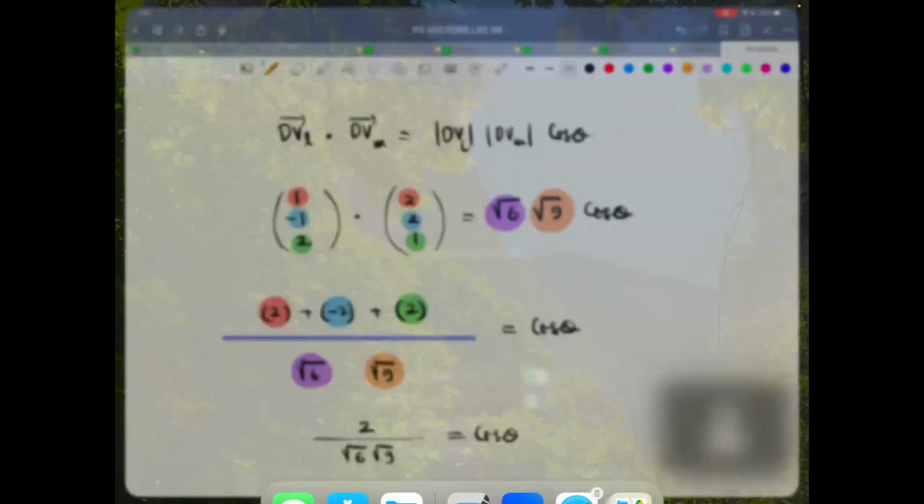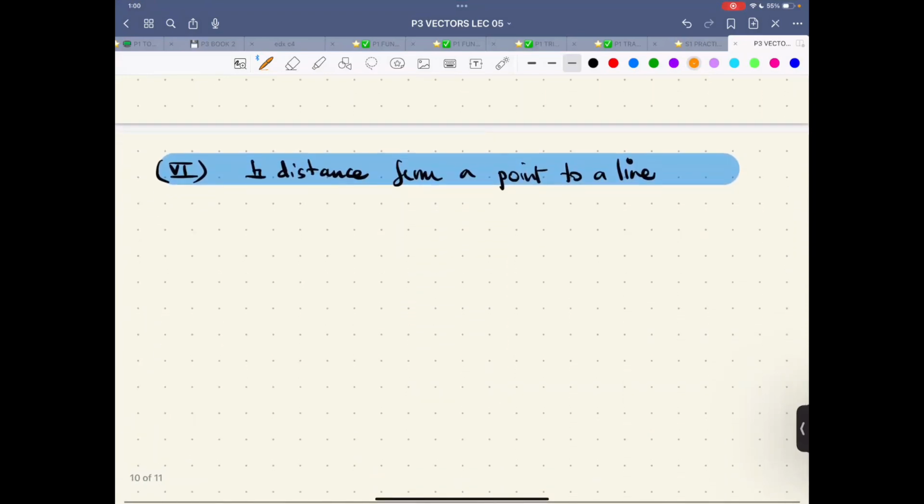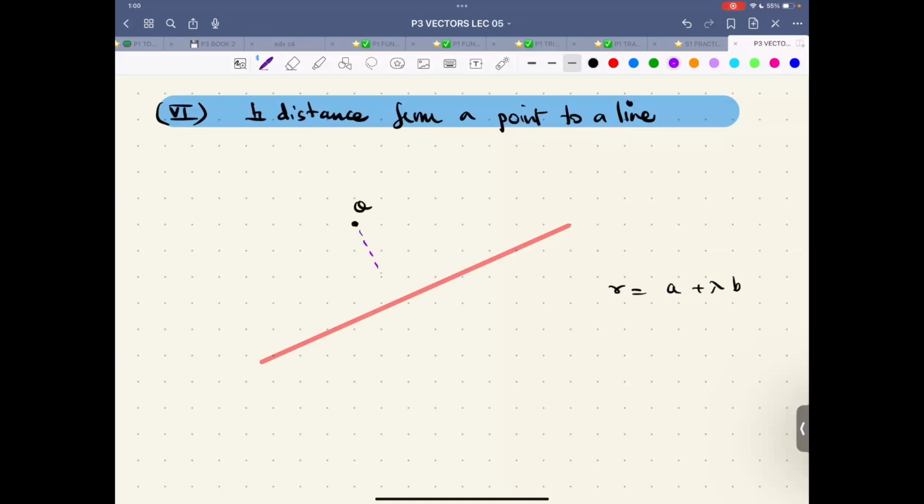So now let's continue with the last concept. And that is about perpendicular distance from point to a line. Now let's say there is a line like this. A line has this equation, R is equal to A plus lambda B. And there is a point over here. Let me mark a point. And from this point, I'm interested in finding the perpendicular distance all the way up till here.